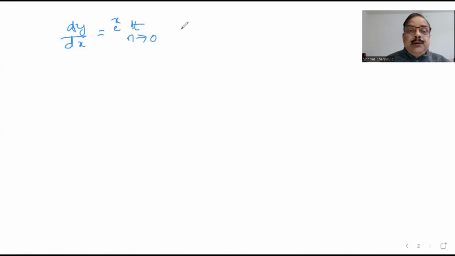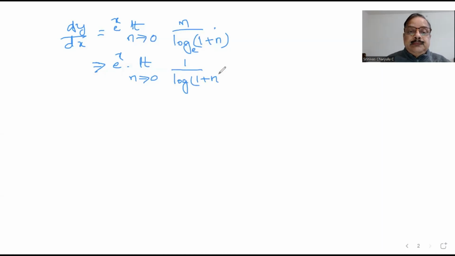Limit n tends to 0, n divided by log of 1 plus n to base e. Okay. Next step: e to the power of x, limit n tends to 0. Here this n you bring under this one. That means in the numerator you keep 1, and in the denominator, log of 1 plus n to base e divided by n.